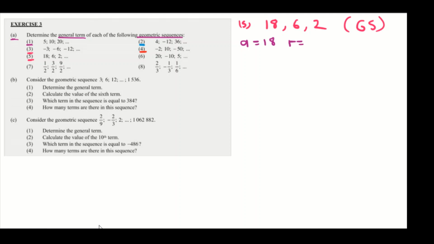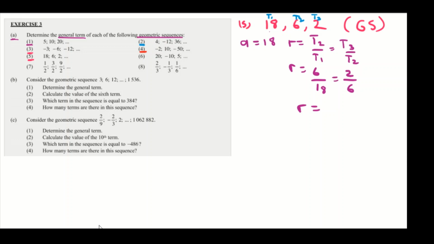Our R is equal to term number 2 divided by term number 1, equal to term number 3 divided by term number 2. So let me just indicate in a different color. This is going to be term number 1, this is going to be term number 2, and this is going to be term number 3, right? So my R is equal to term number 2, which is 6, divided by term number 1, which is 18, equal to term number 3, which is 2, divided by 6.